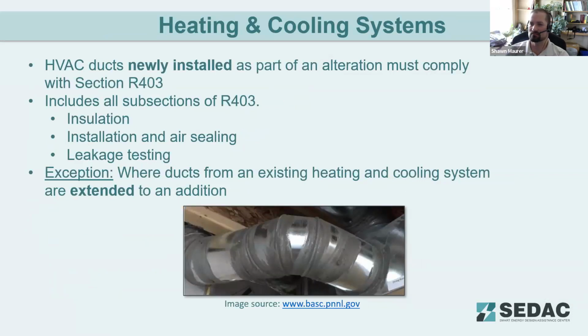For HVAC systems, ducts that are newly installed as part of an alteration must comply with section R403. So again, if you have a new HVAC system with new ducts installed into a building, those must comply fully with the energy code as far as insulation, air sealing of the ductwork, and testing that ductwork for air leakage. So if you do a full rehab of the building, you remove all the existing ductwork and you're putting in a new system, that's when you have to meet this full compliance.